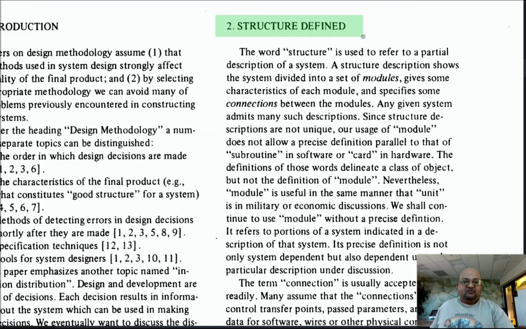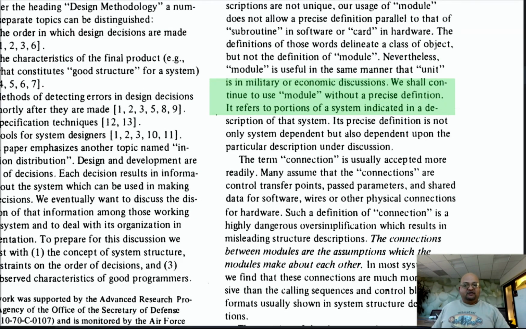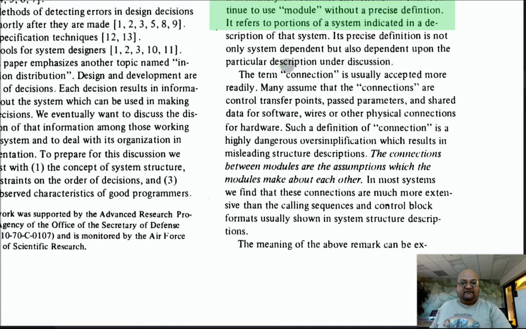Let's start by looking at what we mean when we talk about the structure of a system or the structure of a program. The author's definition is that structure is simply a partial description of a system. It divides the system into a set of modules, it gives some high-level description of each module, and then specifies some connections between the modules. The author leaves the definition of module imprecise, but it is the definition of connection that this paper dives deeper into. The standard definition of connection is some sort of transfer of control, or parameters are passed from one module to another, or data is passed between modules, and so on.